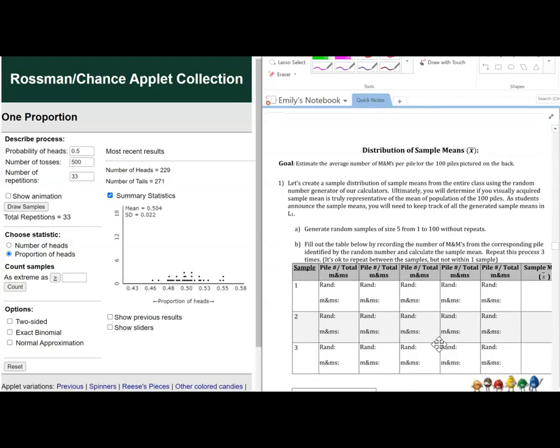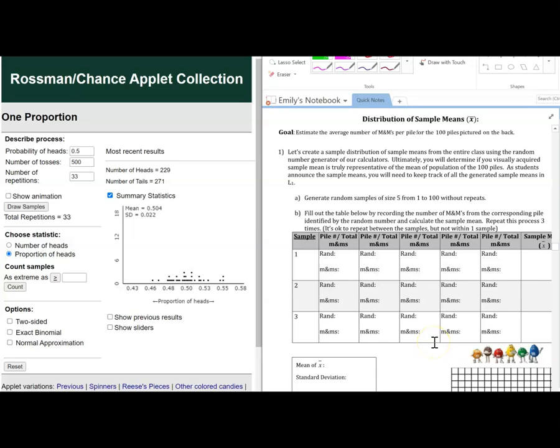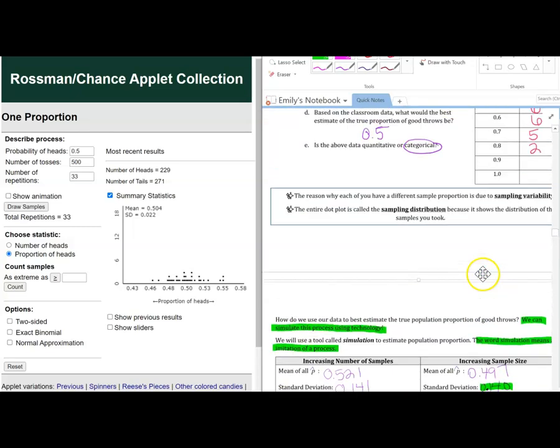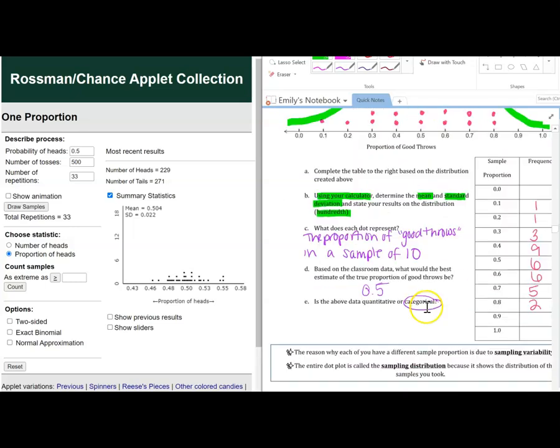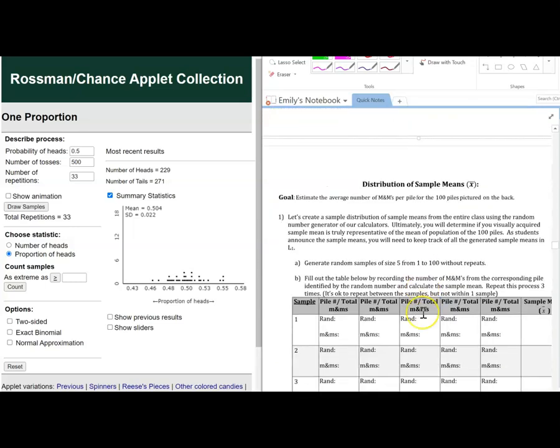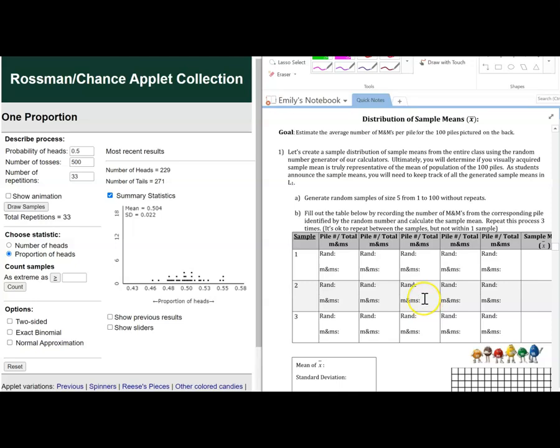So the last little bit here is now to take a look at what a distribution of sample means would look like. So what we did up here was a sample distribution of sample proportions. So each of these are representing p-hats. So what would a distribution of x-bars or sample means look like?